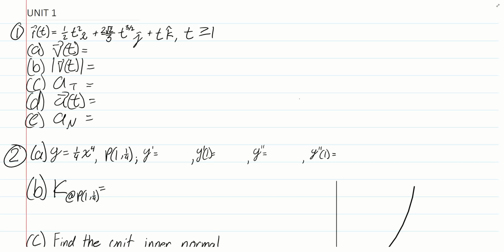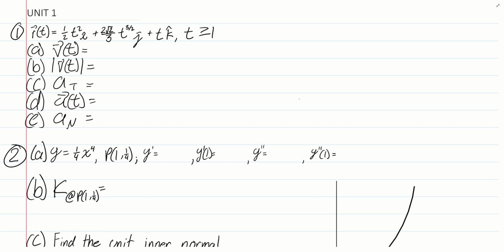This is a review of Unit 1 for the final exam of ENGR 201. For number 1, r of t equals 1/2 t squared i plus 2 root 2 over 3 t to the 3 halves j plus t k, where t is greater than 1. So now we need to find all these different vectors and other physics terms.